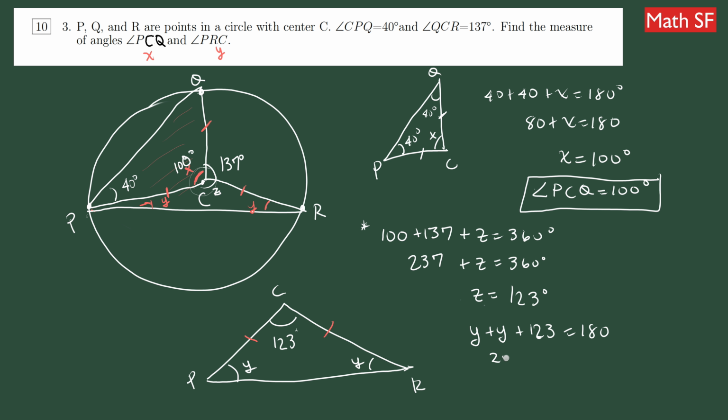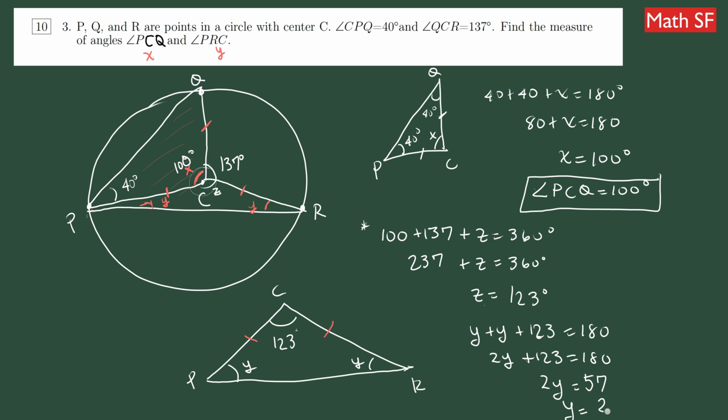Well, first of all, combine like terms: Y plus 123 equals 180. You subtract 123 from each side, and let's see what we get. So 2y equals 180 minus 123. That gives us 57 degrees. If you divide each side by 2, we have 57 over 2, which is 28.5 degrees.